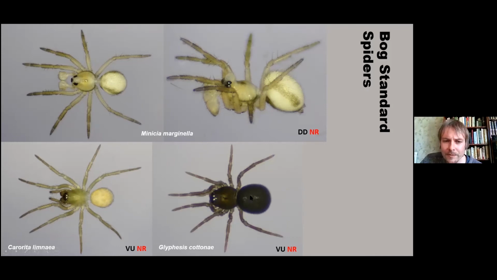Glyphesis cottonae, very tiny spider, almost about a millimetre body length or less. And this lives in the saturated sphagnum in pools. So it needs a really high water table and it will be living in there. And it's like a full stop, essentially. It's so small, very hard to find, but quite a speciality of the Cheshire, Shropshire Plain area in the raised bogs. And then Minicia marginella, this in places like Denmark, very characteristic of raised bogs.